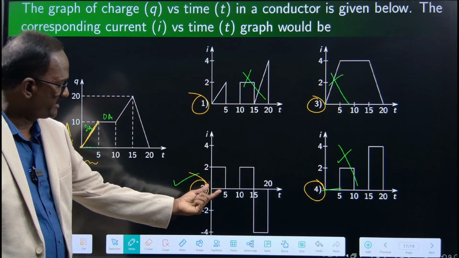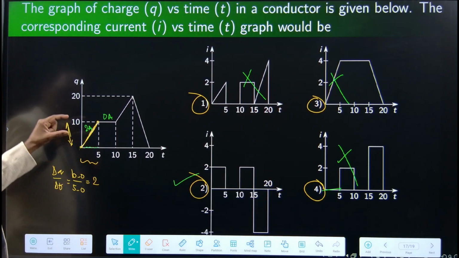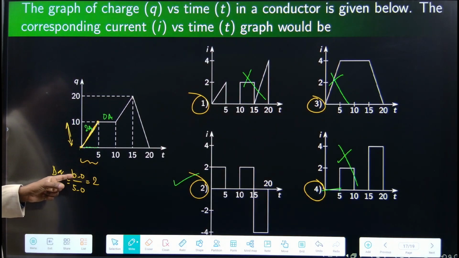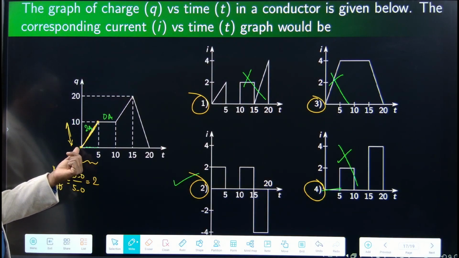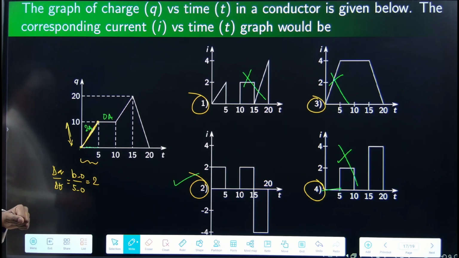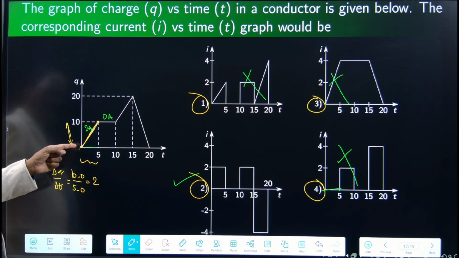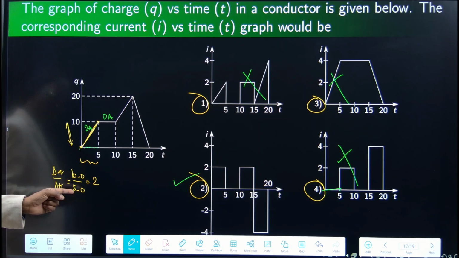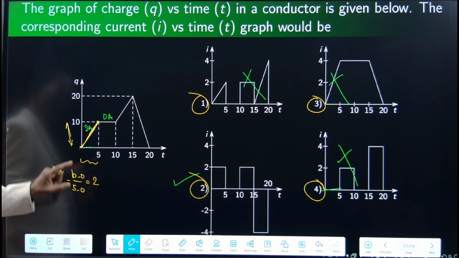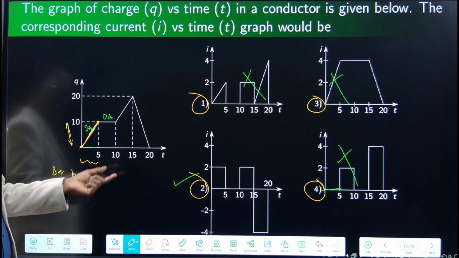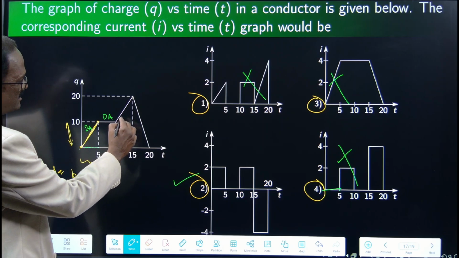Current is 2 ampere between 0 to 5. Q final minus Q initial, T final minus T initial. Average value. So final is 10, initial is 0. 10 minus 0 by 5 minus 0. The answer is 2 ampere. Here there is no change. 0 ampere. For this case also we can find.